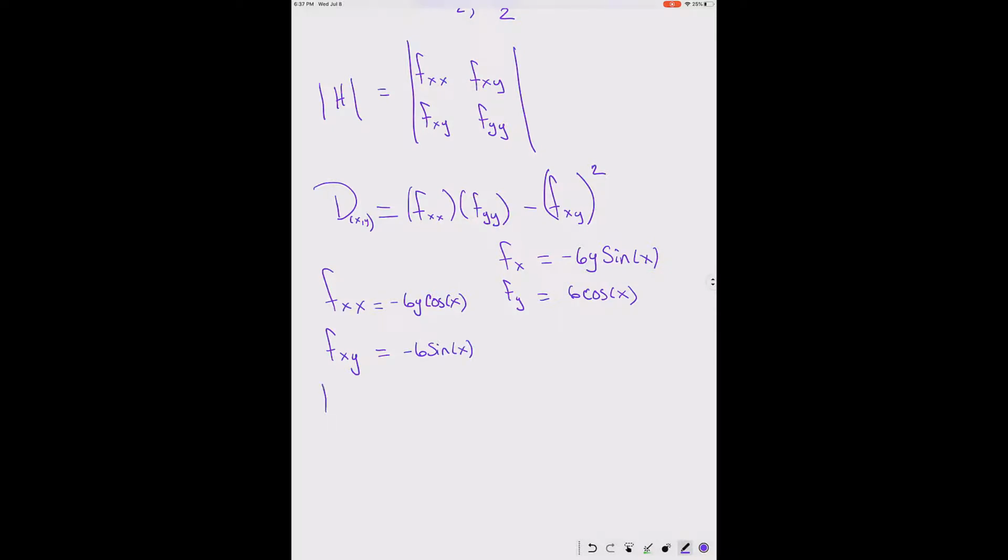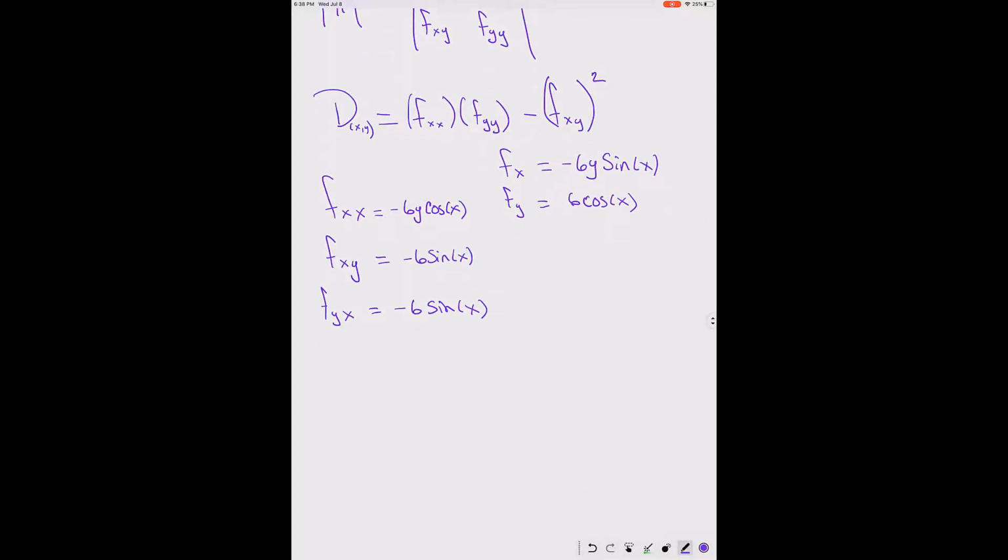And then I'm going to do y first and then x, but those should be exactly equal to x first and then y, but I'm going to check it out. So if I do y first and then x, I should get 6 times the cosine of x, take its derivative, would be negative 6 times the sine of x. So they are indeed the same. I was just checking. And then y first and then y second, I get 0. So those are my 4 second partial derivatives.